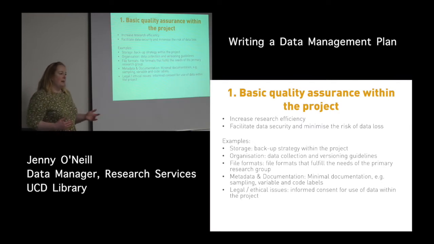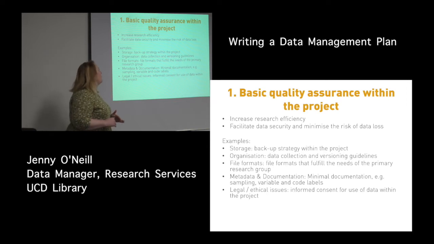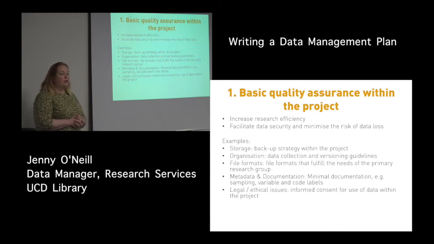So when you're thinking about your data management plan, there's a couple of different levels you might want to think about. The first is just basic quality assurance within the project. This will help to increase your research efficiency because you'll have documented everything that you need for yourself. Everything will be easy to find. And it will facilitate data security and minimize the risk of data loss because you will have a backup policy in place. So you might want to have a backup strategy within the project, data organization and collection guidelines, and versioning guidelines for yourself. If you imagine that you're at the start of a 4-year project or a 5-year project, are you going to remember by year 5 what you did in year 1? And if you're me, definitely not. Four years ago is a long time.